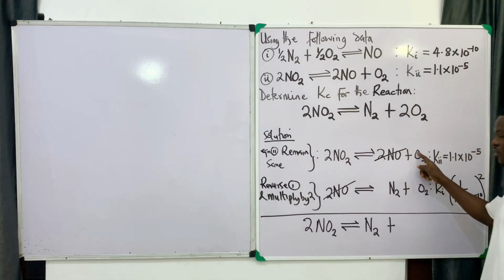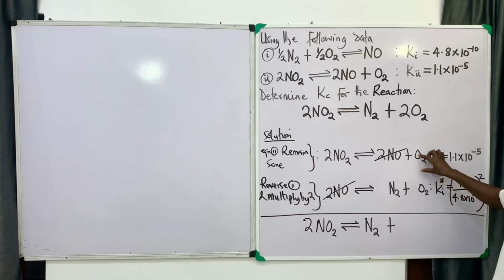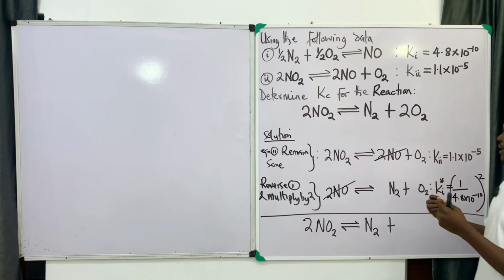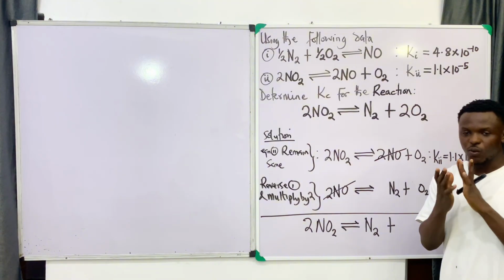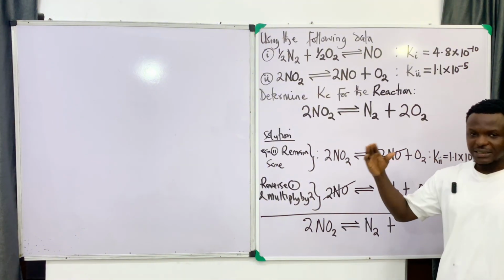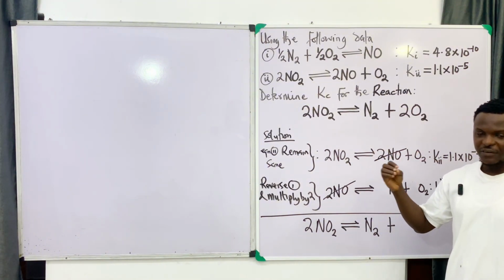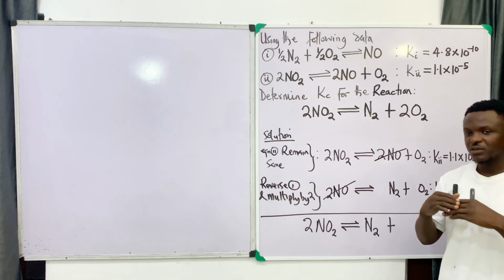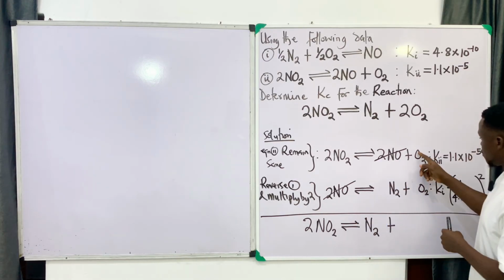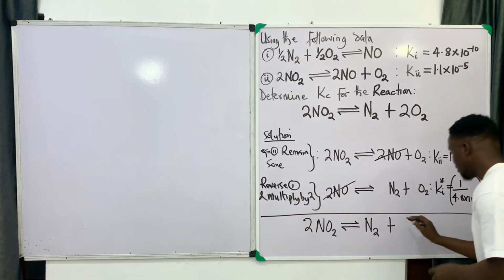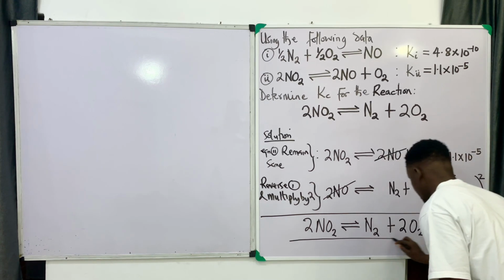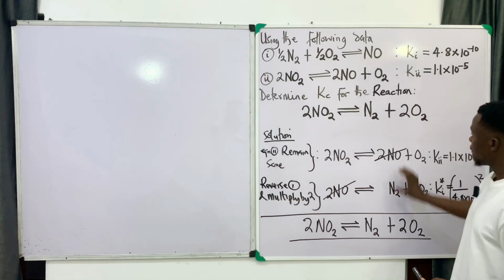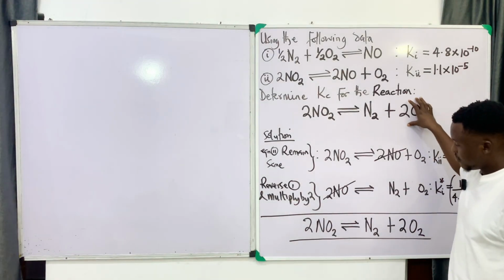Class, if you notice, there is oxygen here, there is oxygen here. Both of them are on the product side. Anytime two same substances appear on the same side, you add. When they appear on opposite sides, you subtract, right? If they have the same number of moles, the subtraction turns to cancellation. So this is 1, this is 1. 1 plus 1 is 2. So we have gotten this overall equation, which is this.